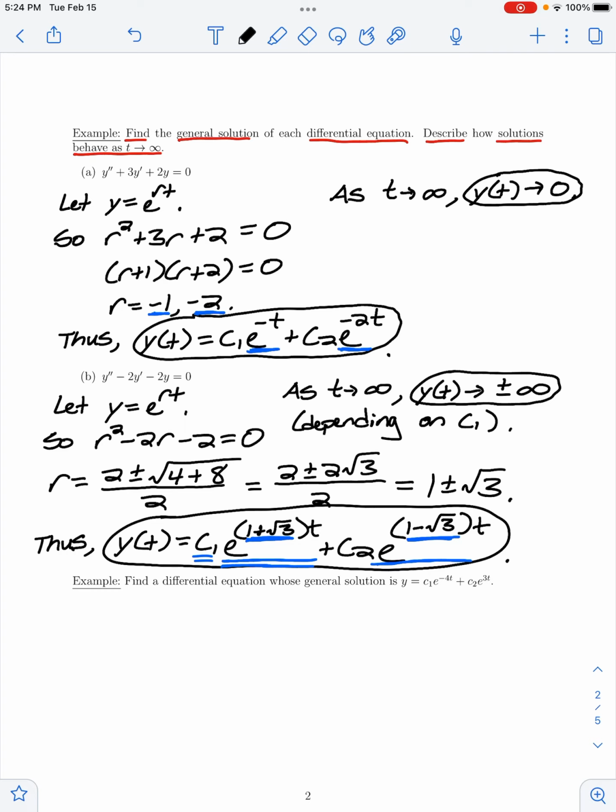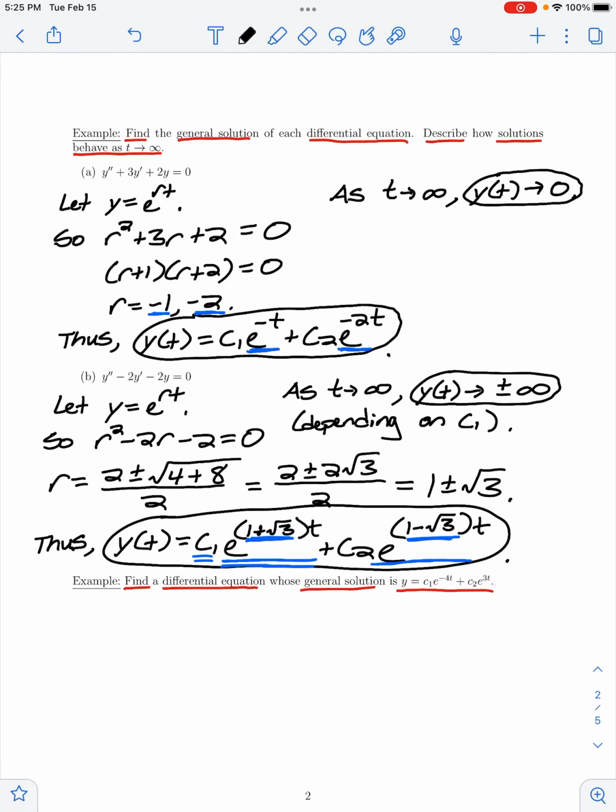So let's take a look at another type of example. In this next example, we're sort of working in the opposite direction of what we have been doing. Here we are asked to find a differential equation whose general solution is given as y equals c1 e to the negative 4t plus c2 times e to the 3t. So here we are given our general solution and we want the equation that it solves.